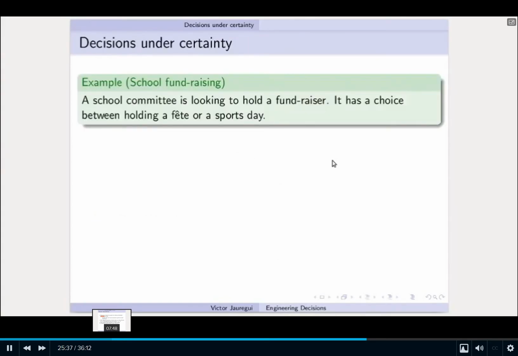Let's look at another example, which again is under a problem where we have certainty in our decisions. So, certainty in terms of the outcomes and how they relate to our actions. So here we're looking at a fundraiser, right? A school community is looking to raise some funds for the school. They have a number of choices in terms of the activities they can use to raise funds. So the two choices are between a fete, where people go and have markets and food stalls and things like that, and a sports day.